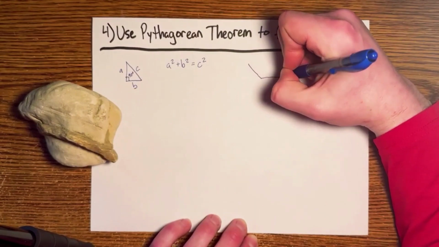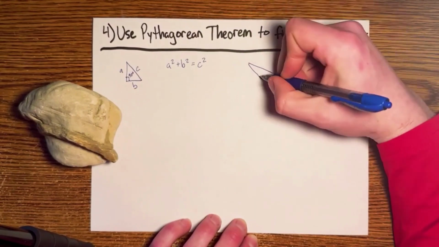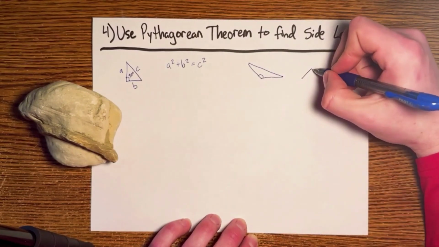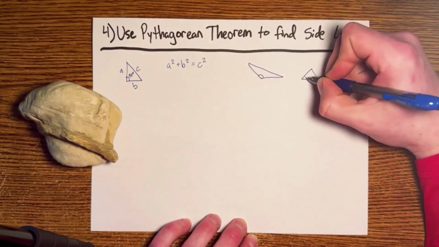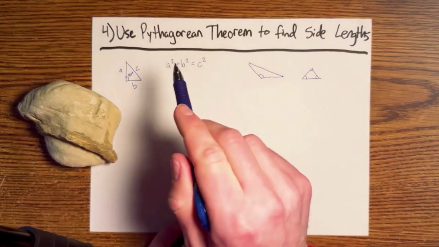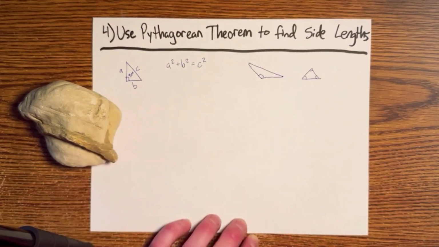Just as a reminder, the other types of triangles, we have an obtuse triangle when one of the angles is greater than 90 degrees, and then we also have acute triangles, which are when all the angles are less than 90 degrees. Remember, Pythagorean theorem only applies to right triangles.